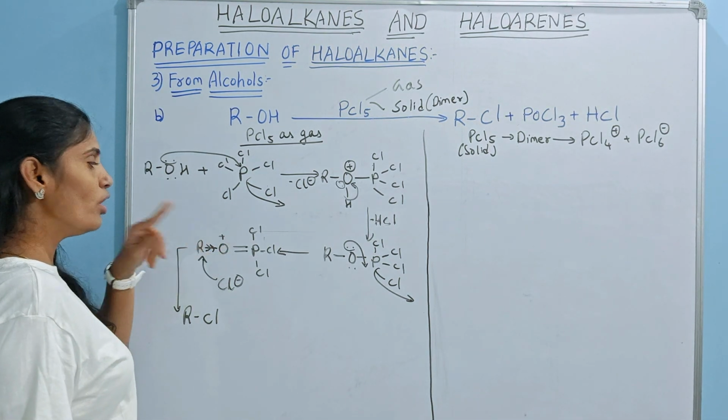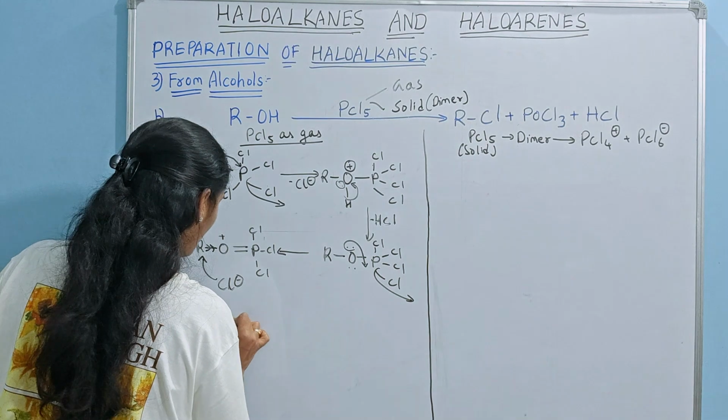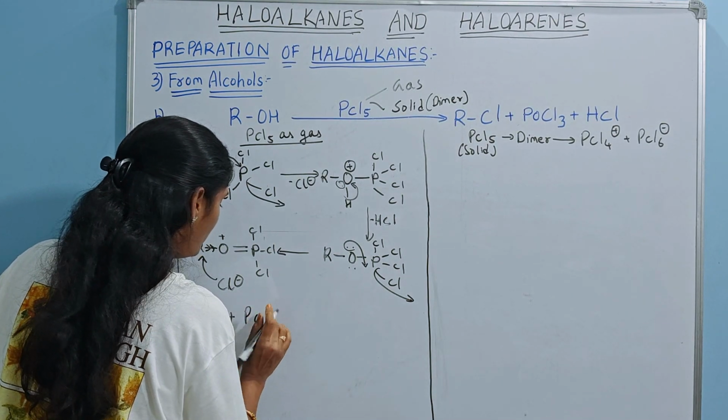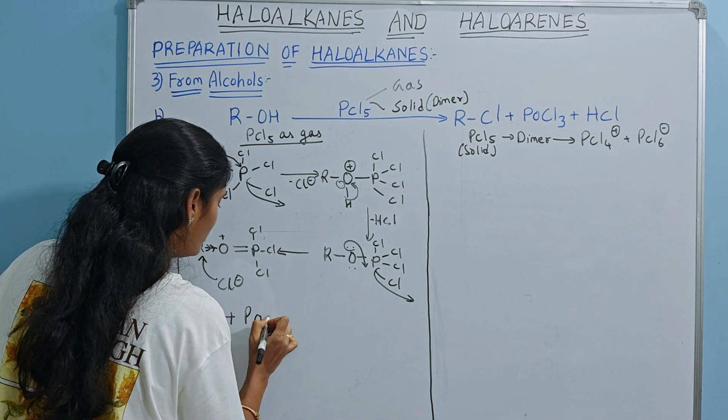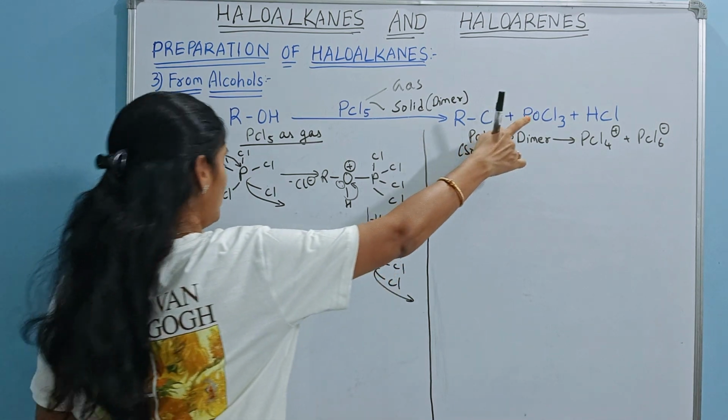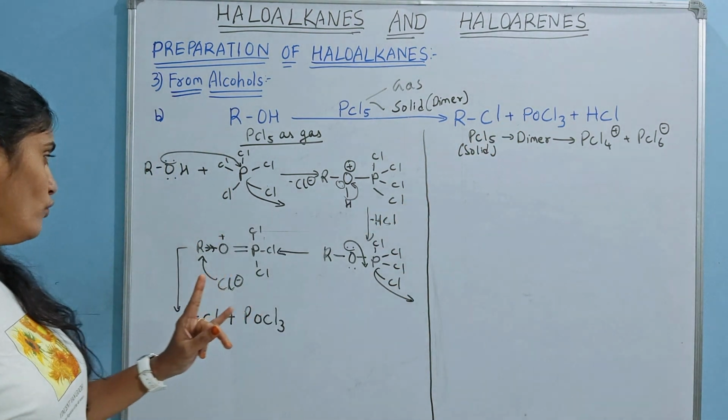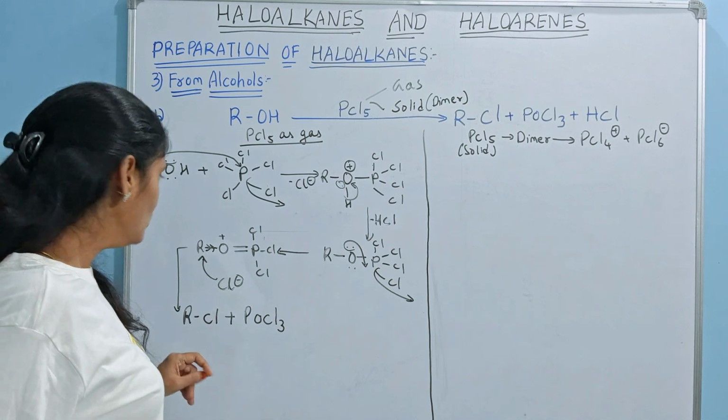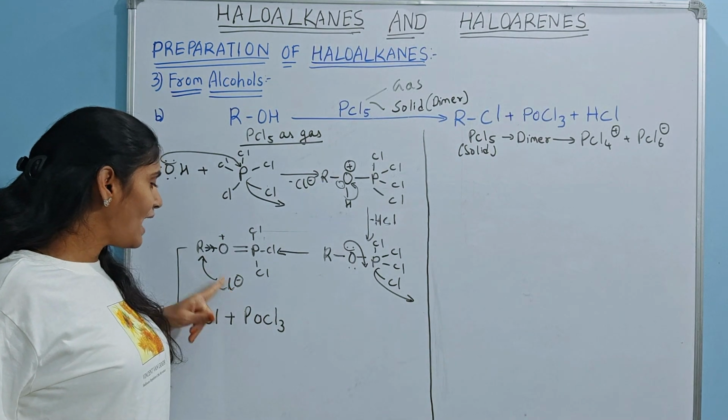Because this oxygen has got its bond pair of electrons, it will form POCl3, which is there in the product. Now the main thing you need to focus on here is that the nucleophilic attack has taken place.